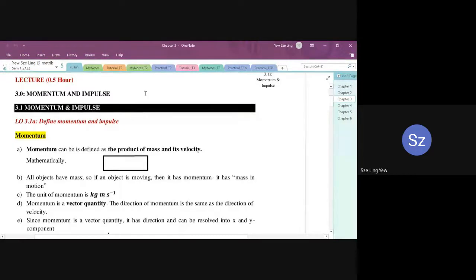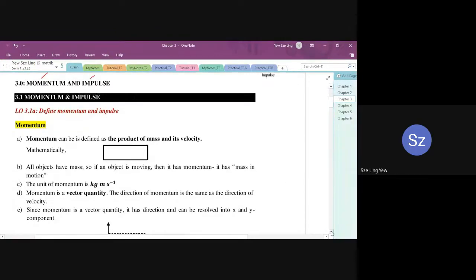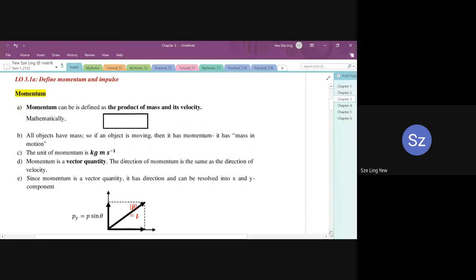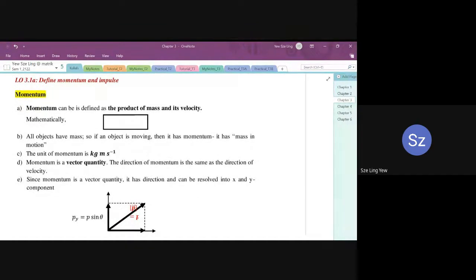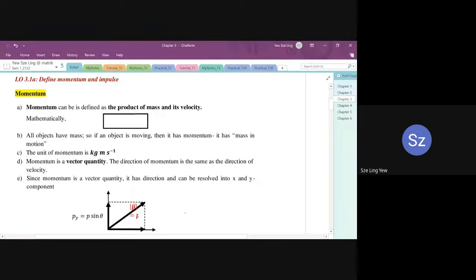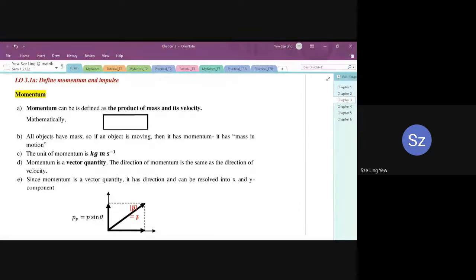Okay, today we're going to start a new chapter called Momentum and Impulse. Just like the title said, we're going to look at two different things, which are momentum and also impulse, as well as the relationship between these two items. So first, we are going to define momentum. So what is momentum? Momentum is defined as the product of its mass and also the velocity.